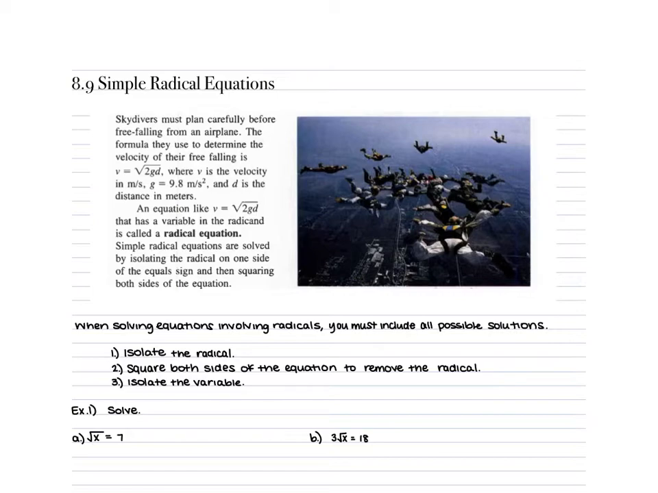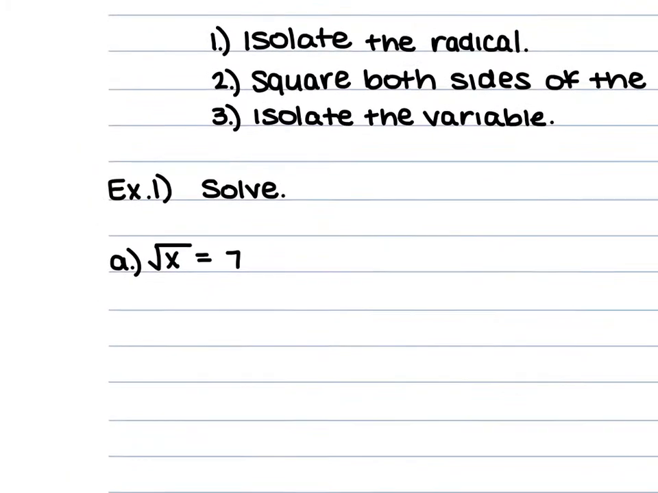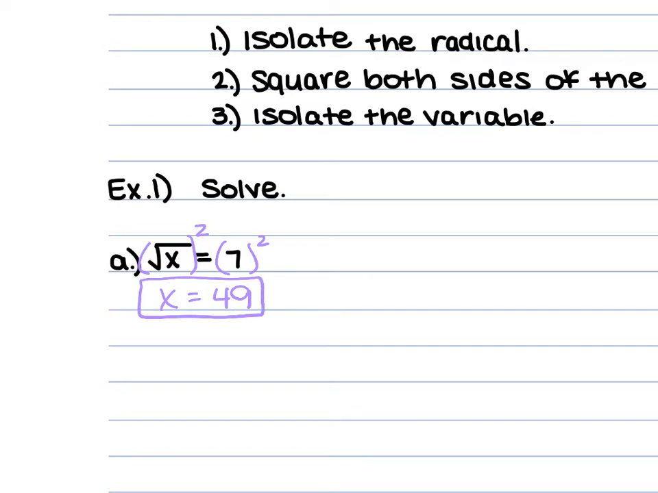So if we look at example A, we have the square root of x is equal to 7. To get rid of that square root of x and just get x, we're going to square both sides. Right now our radical is isolated, so we can just go into squaring. So the square root of x squared is just x, and then 7 squared is 49. So x is 49 here. And with any of these, you can plug it in and see if your answer is correct.